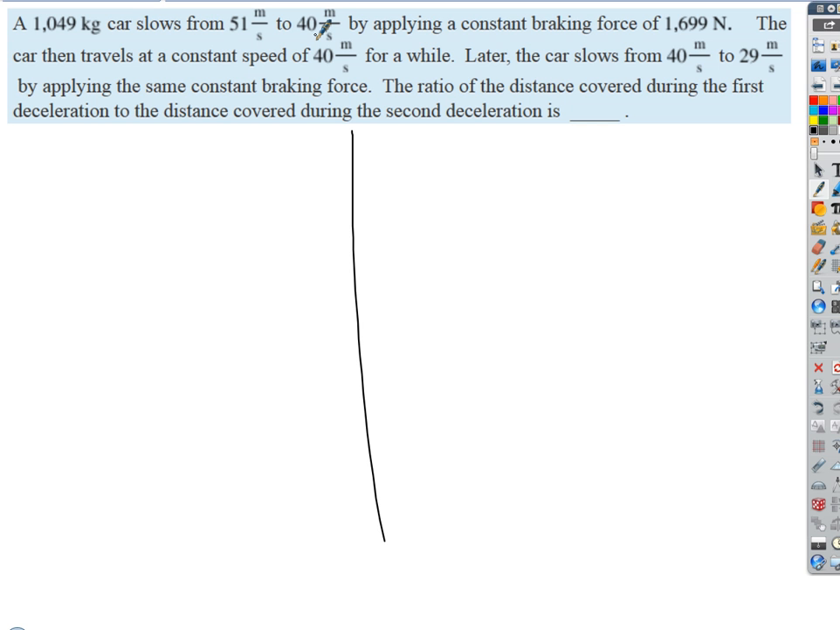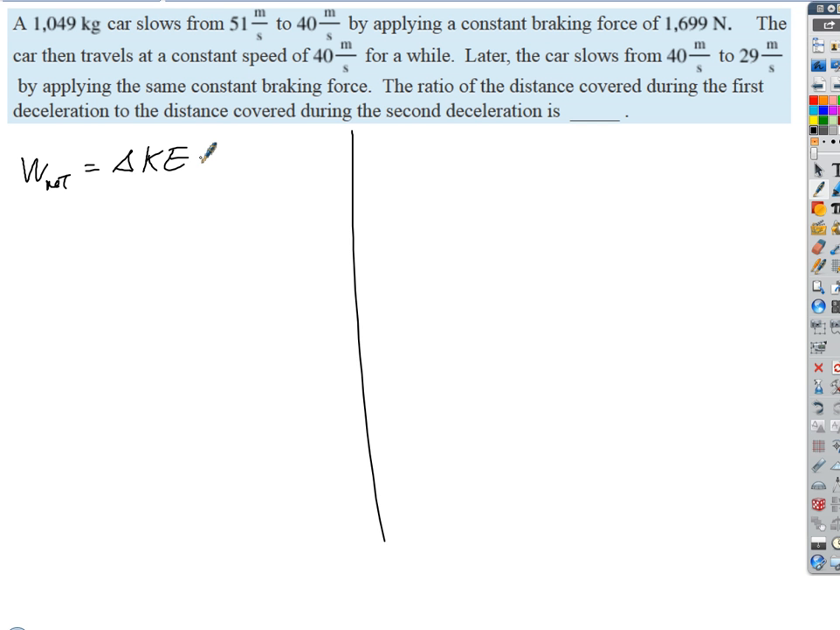So let's start off here. We know the work-energy theorem, as we've already talked about, says that the net work equals the change in kinetic energy, right? So we just have to find all the forces that do work and add those up, and that's going to equal the change in kinetic energy.